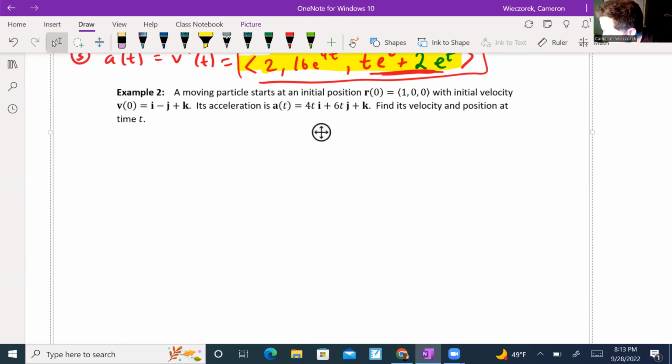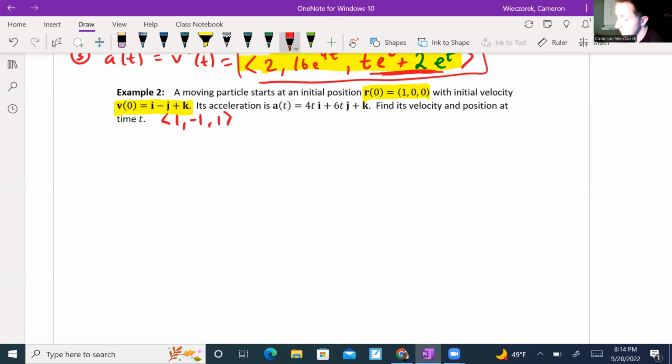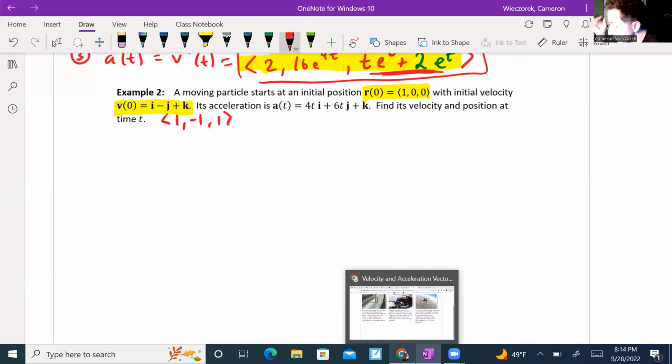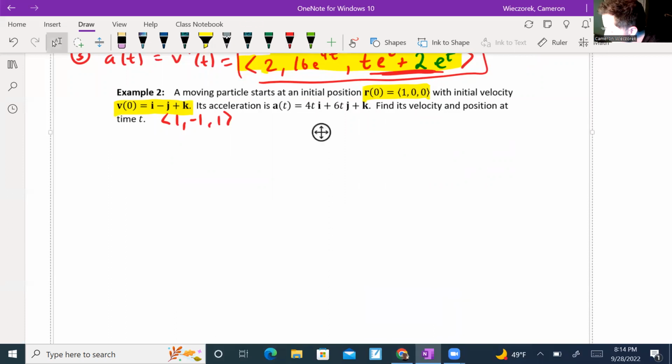So a moving particle starts at an initial position of 1, 0, 0. So I'm going to highlight that initial condition. R of 0 is 1, 0, 0. The particle has an initial velocity. It's moving, according to the vector, 1, negative 1, 1. So I'm going to write that in bracket notation. That's my initial velocity. And the acceleration function at any time is given by 4t i plus 6t j plus 1 k.